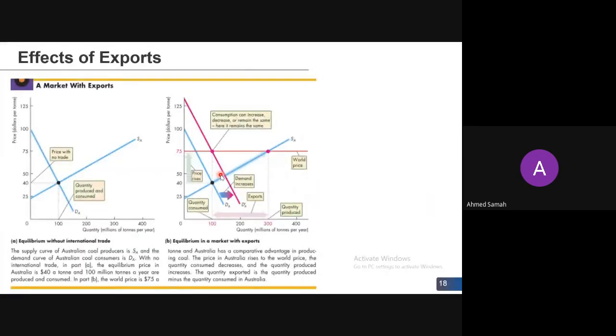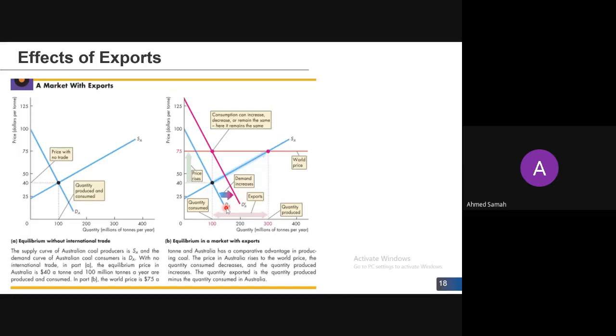Let's see. Here you see the coal production of Australia before exports occur. There are 100 million tons produced per year at a price of $40 per ton. The coal price is much higher in the world market, at $75 per ton. Because Australia is able to produce and sell at a lower price, $40 compared to the world price, it has a competitive advantage in producing this coal.